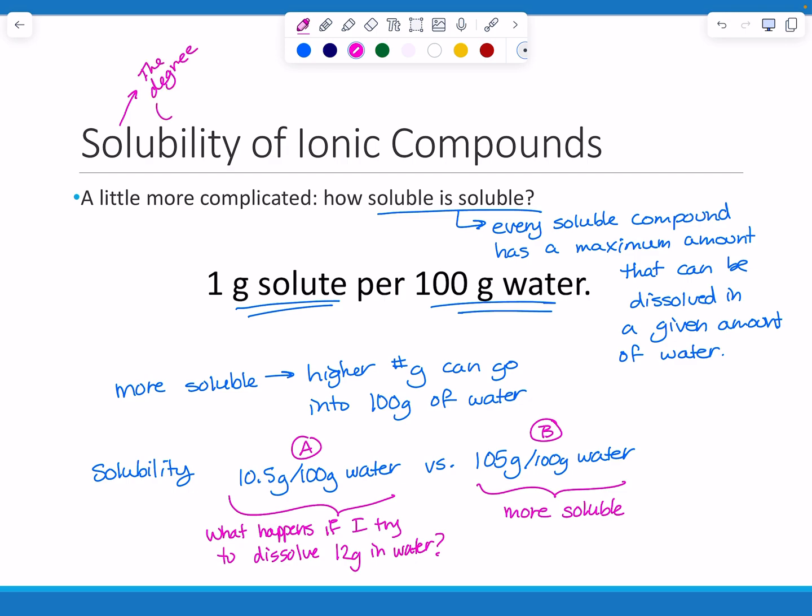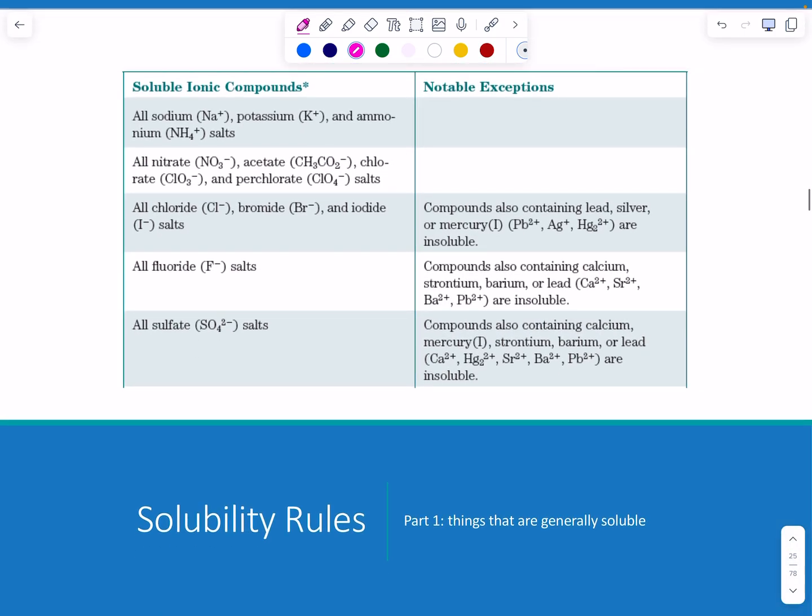Or amount. All right, and then whether it is going to dissolve or not, we use solubility tables. And you used this in lab when you did the net ionic equations lab. So the way that we read these is there's kind of a top and a bottom to the table. The top of the table tells you things that are always soluble, and then the column to the right are going to be the exceptions.